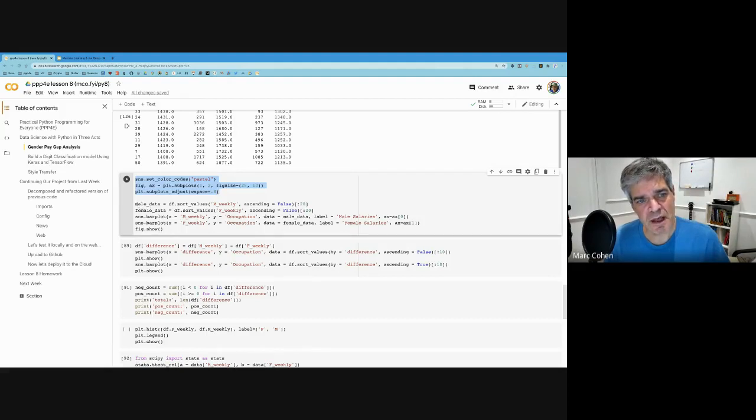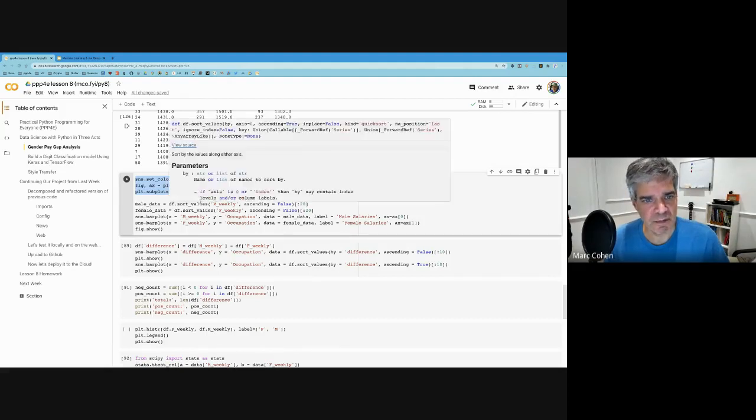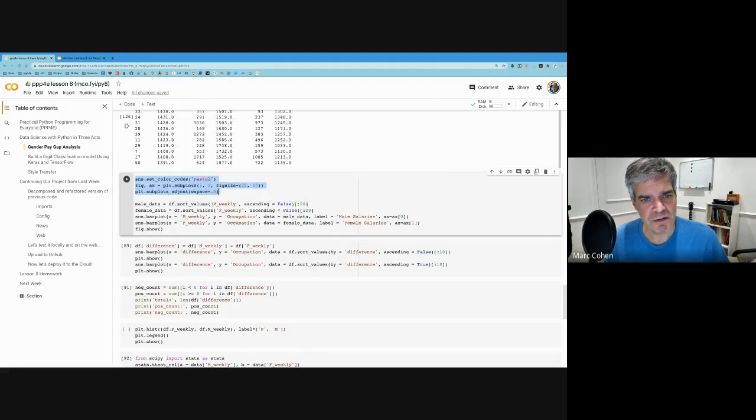So first thing we do is we gather all the male data, and we do that by sorting the values for M weekly in an ascending order, and we take the top 20. And then we do the same thing for the female data, where we take the F weekly column, sort it, and put the top 20 into this female data variable. And then we print those 2 data sets in a bar plot. And this shows you how easy it is to make a bar plot with Seaborn. You tell it the X and Y labels.